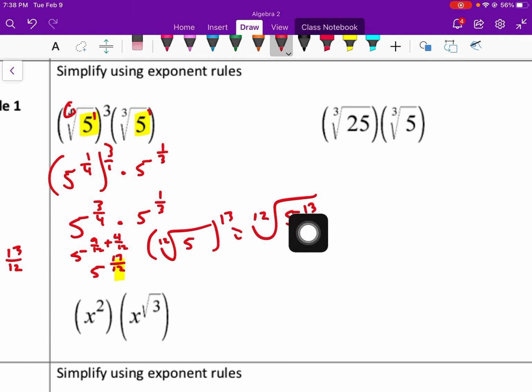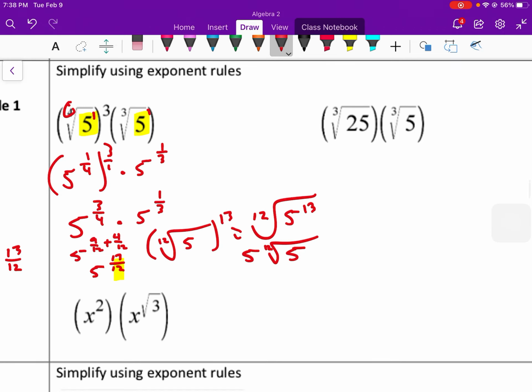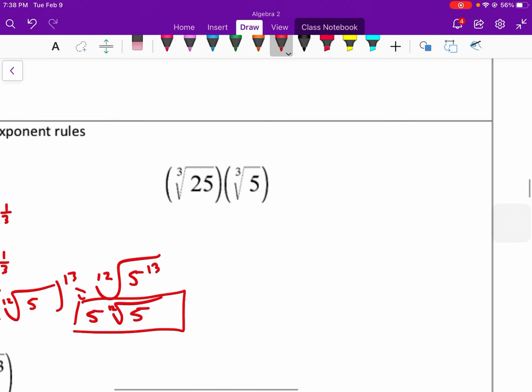And since we have one more factor of 5 in here than our index, we can pull out a factor of 5. So then it's 5 times the 12th root of 5. So then this would be our final product here.